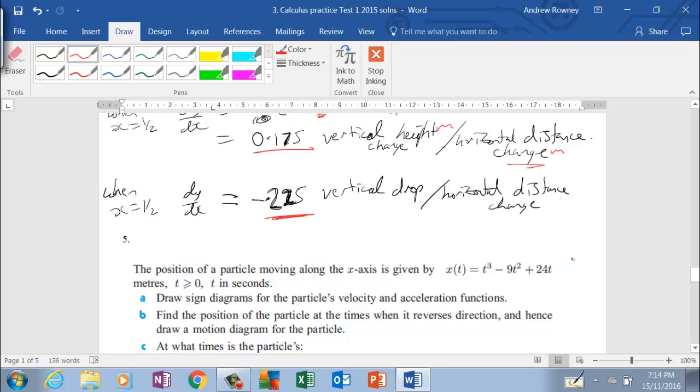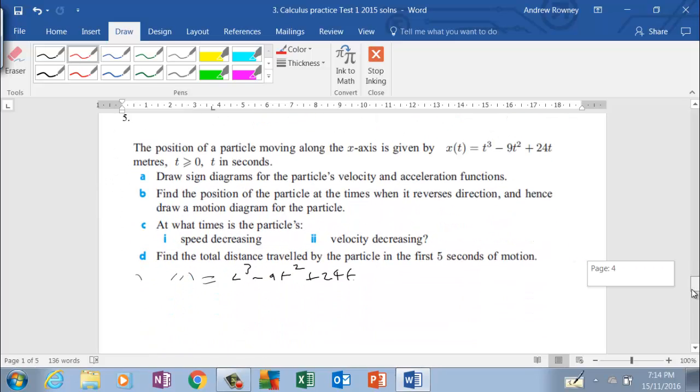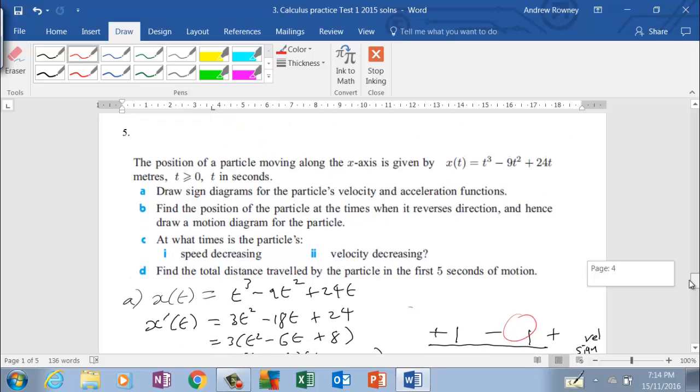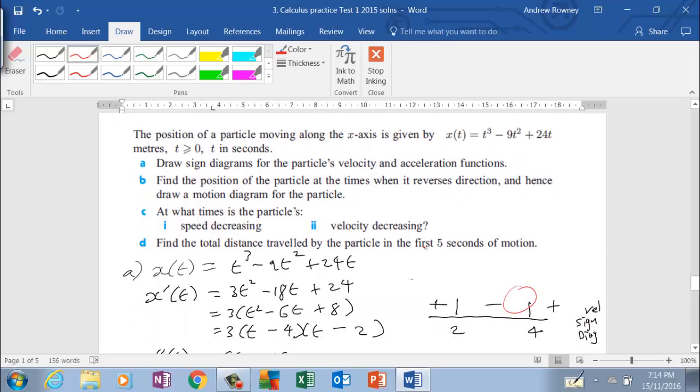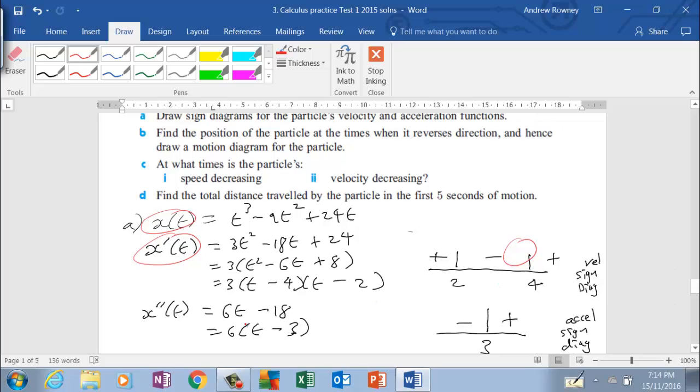Okay, 5. Now we've got a motion particle. We're going to do a motion diagram for this. So draw sign diagrams for the velocity and acceleration. That's the function, that's the distance function. To get the velocity, we need to do the derivative. So this is distance, that is velocity, and this is acceleration.